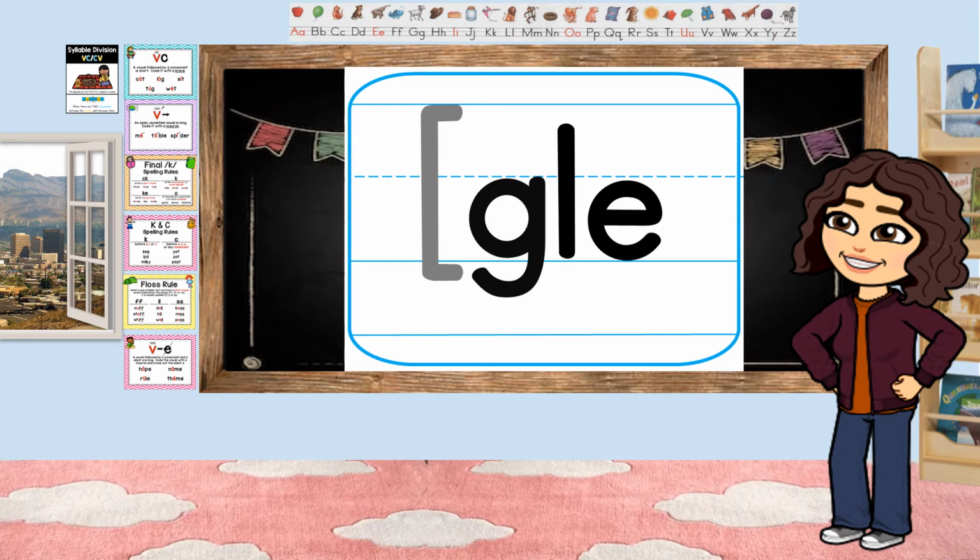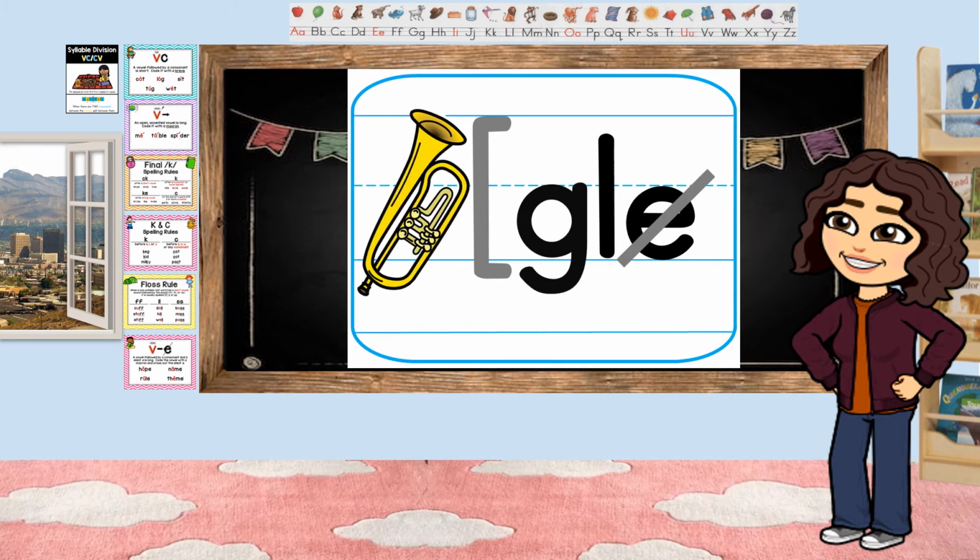We also have this one. So when we see this card, we're going to say final stable syllable, G-L-E. And to help us remember what sound final stable syllable G-L-E makes, we have bugle, goal.